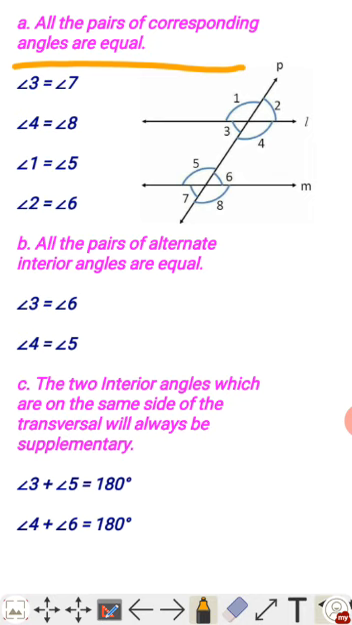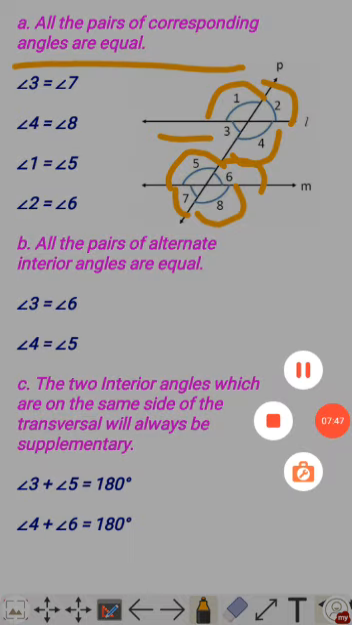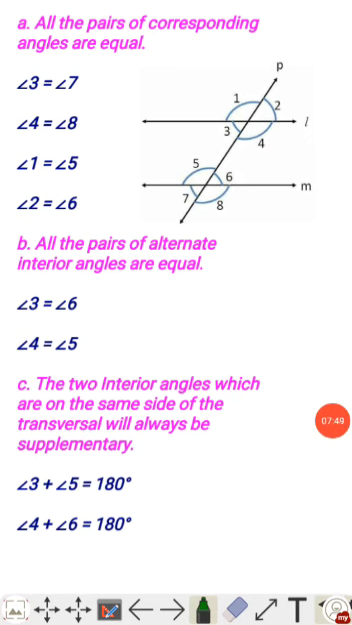So here what are the corresponding angles? Angle 3 and angle 7, angle 4 and angle 8, angle 1 and angle 5, and angle 2 and angle 6. They are corresponding angles and they are equal. And why are all the pairs of corresponding angles equal? Because the transversal is drawn on the parallel lines.